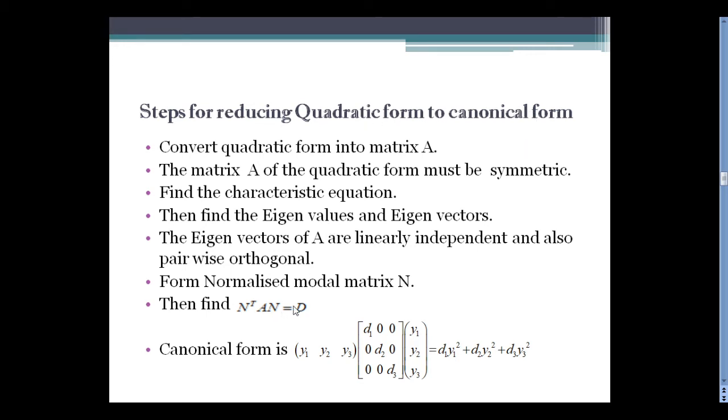So how to convert the diagonalized matrix into canonical form? Diagonalized matrix means it has only the diagonal elements d1, d2, d3. Let us multiply with y1, y2, y3 on both sides. So we will get d1 y1 square plus d2 y2 square plus d3 y3 square, the sum of square terms. Diagonals must be multiplied with the squares of y1, y2, y3. That is canonical form.